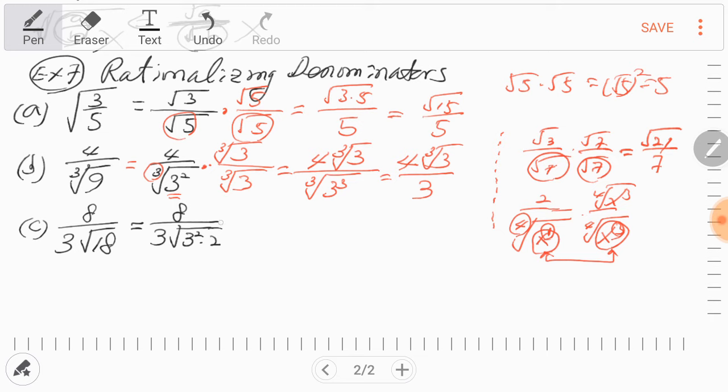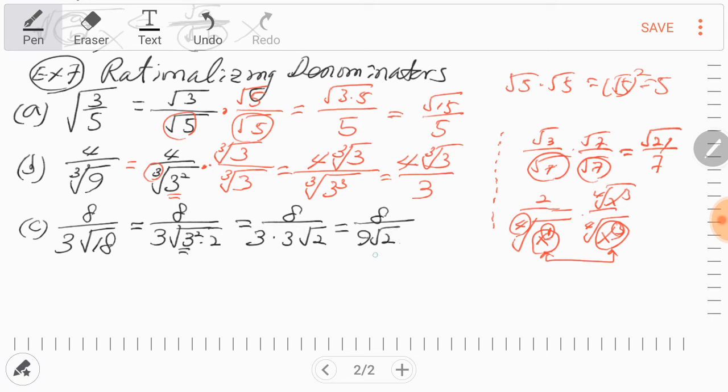Okay, 3 squared, we can take the 3 out. 3 times, okay, for this one. Since this is square root, we can take this 3 out. And then 2 stays inside. Then 8 over 9 times square root of 2.